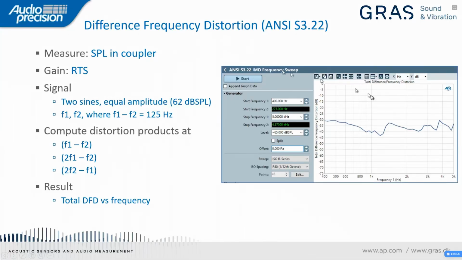As I've shown in this graphic, we have a measurement that we've just added to the APX software called ANSI S3.22 IMD frequency sweep, and it's meant to do this measurement exactly.